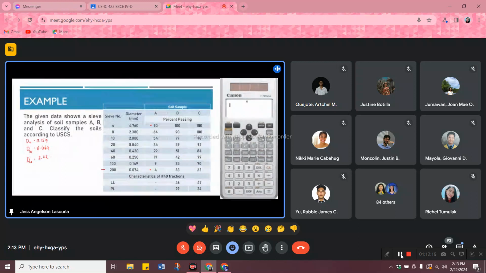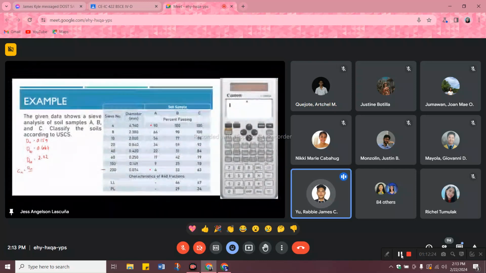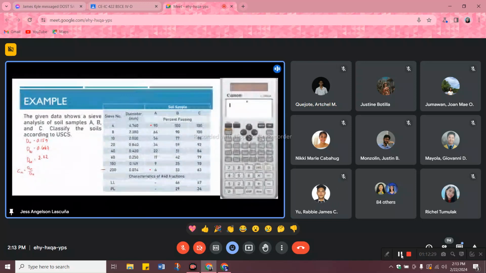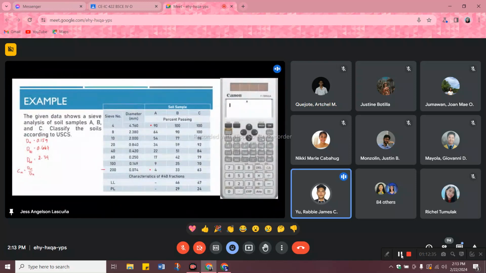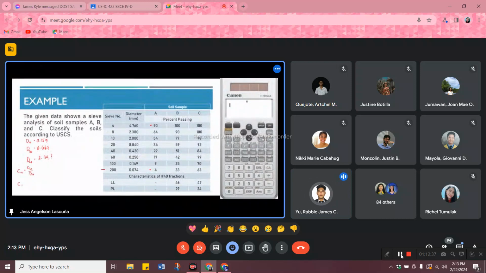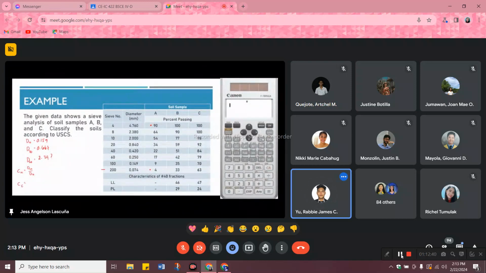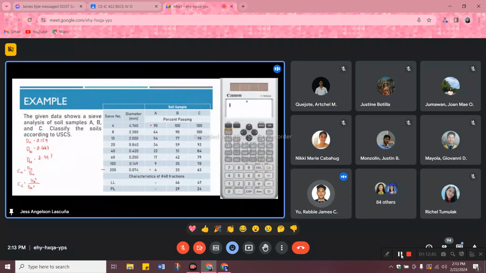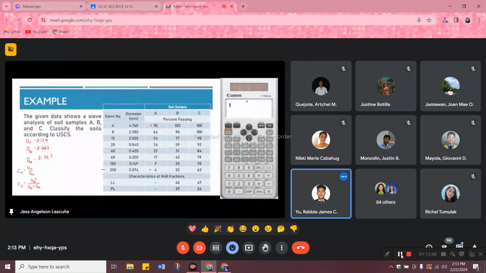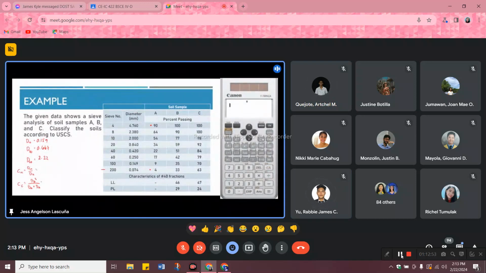So let's solve for CU and CC. CU is, right? Sir, for D60 it looks like 2.33 or 2.34. Wait, sir. D60 is 2.22, sir. So please solve for CU and CC.